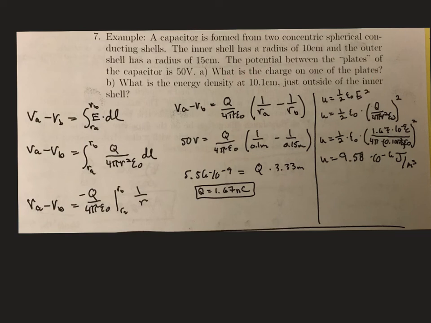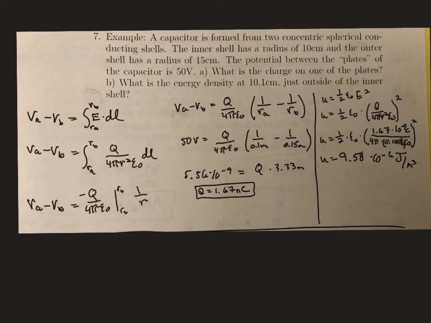What is the charge on one of the plates? What is the energy density in between the plates, just outside of the inner shell? Alright, so in order to calculate the charge, we need to know both the potential and the capacitance. We're given the potential in the problem, so that means we need to find the capacitance. So we have to have a way of calculating the capacitance of the capacitor.